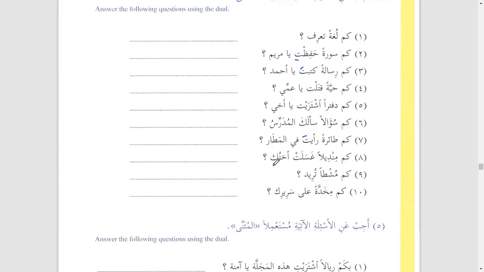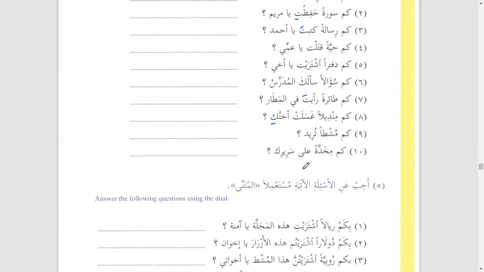So أختك, let's say, because let's talk about the feminine here because we have غسلت. غسلت أختي منديلين. Okay, my sister washed 2 handkerchiefs. كم مشطا تريد? How many combs do you want? أريد مشطين. There is no تاء مربوطة, so it will be أريد مشطين, yeah.